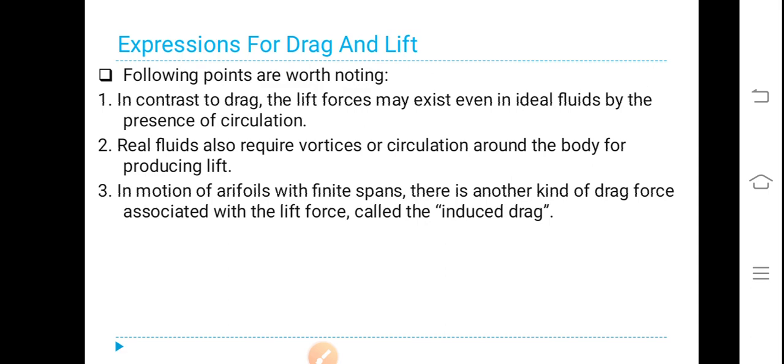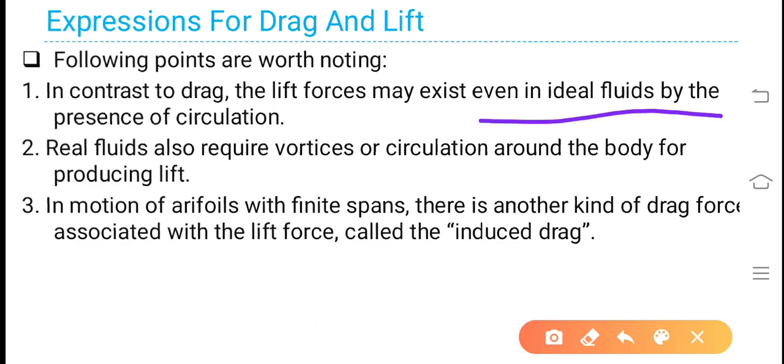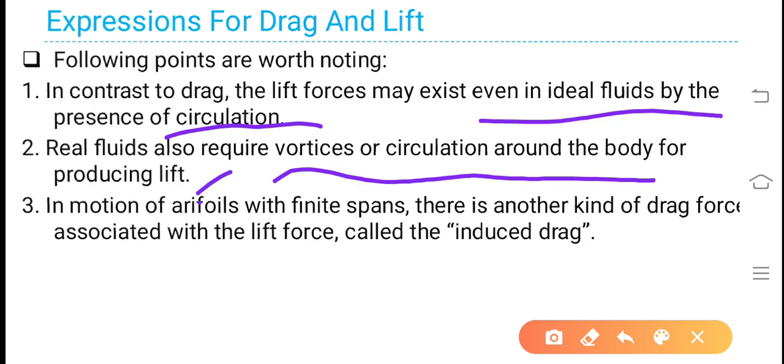Following points are worth noting. In contrast to drag, the lift forces may exist even in ideal fluids by the presence of circulation. Real fluids also require vortices or circulation around the body for producing lift. Without that, lift cannot be produced by real fluids unless there are some vortices or circulation around the body.